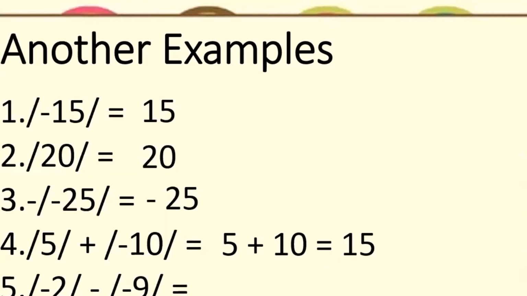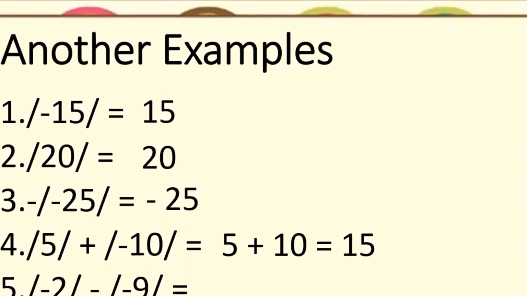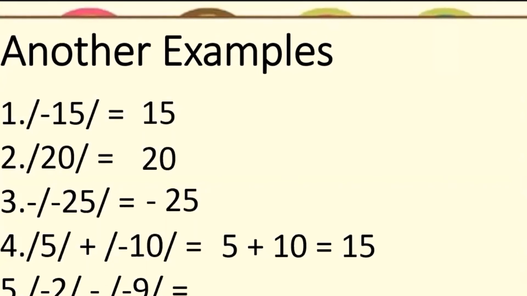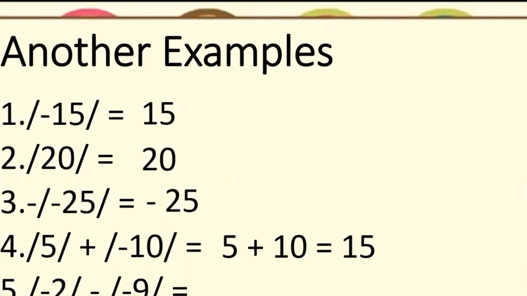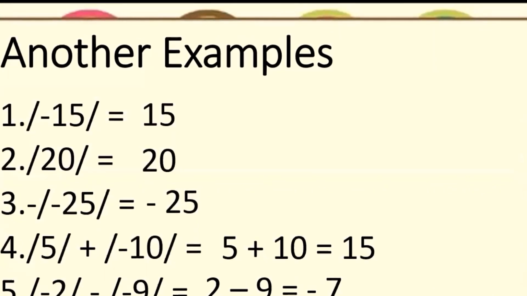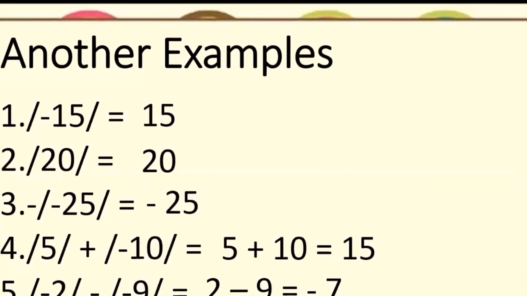Then, last example, absolute value of negative 2 minus absolute value of negative 9. Parehas na nasa loob ng absolute value ay negative. Once atin siyang sinimplify, ay 2 at saka 9 na siya. Ang absolute value of negative 2 ay 2 at ang absolute value ng negative 9 ay 9. Therefore, it is equal to 2 minus 9, and 2 minus 9 is equal to negative 7. So, I hope clear po ang pagsisimplify ng absolute value.